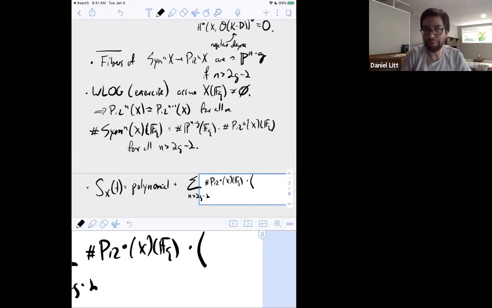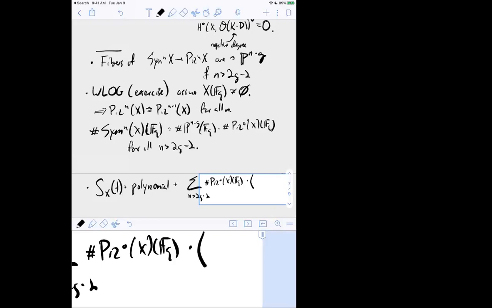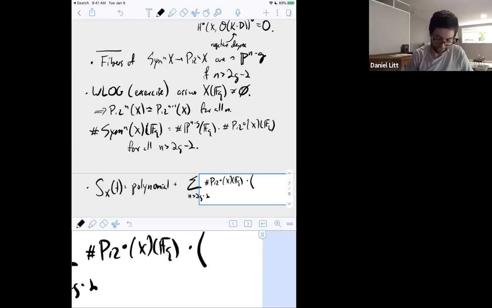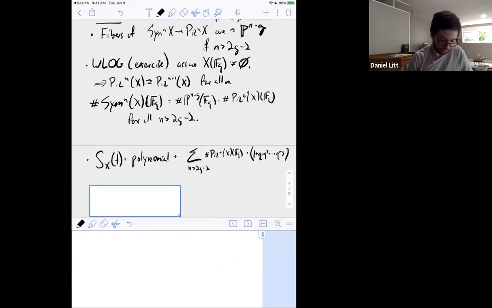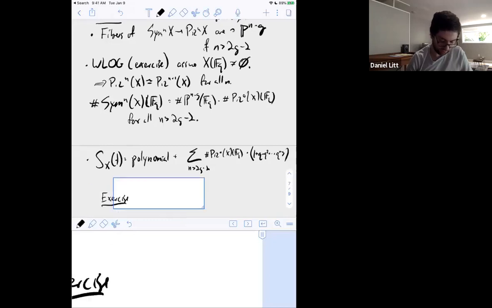Yeah, so how many points are there on a projective space over FQ? Q to the N minus G plus 1 divided by Q minus 1? Minus 1 somewhere? Something like that. But maybe the easiest way to remember it is it's just 1 plus Q squared all the way up to Q to the N minus G. Right? Okay, and now the exercise for you is to show that this is a rational function.